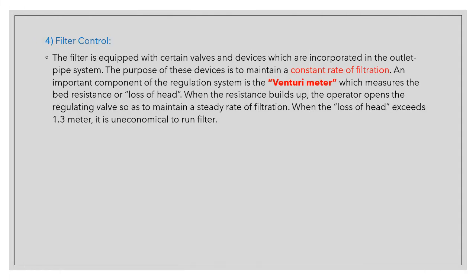Finally, we come on to the filter control. The filter is equipped with certain valves and devices which are incorporated in the outlet pipe system. The purpose of the filter control is to maintain a constant rate of filtration. And an important component of the regulation system is something known as the Venturi meter. This measures the bed resistance or loss of head.